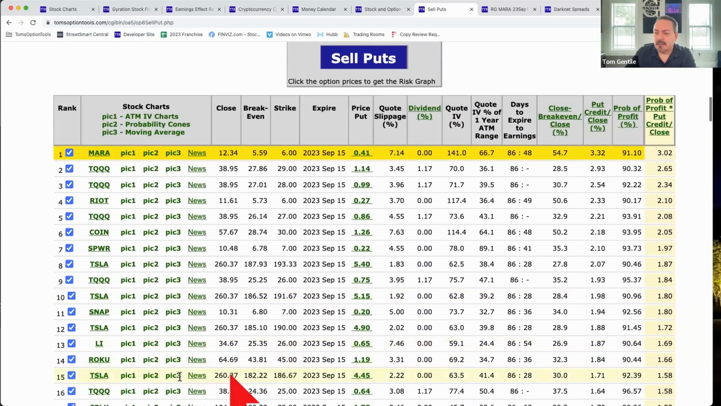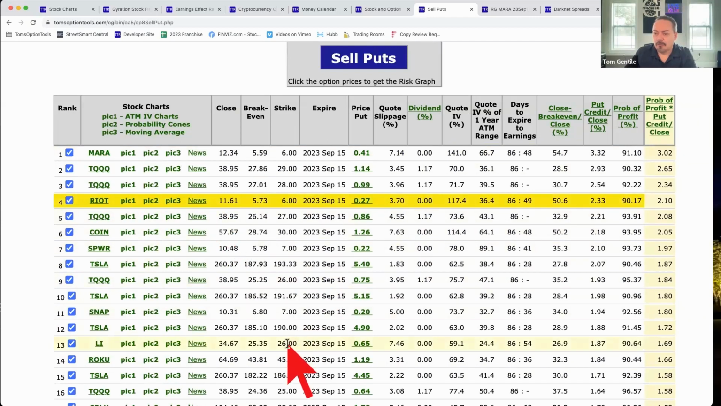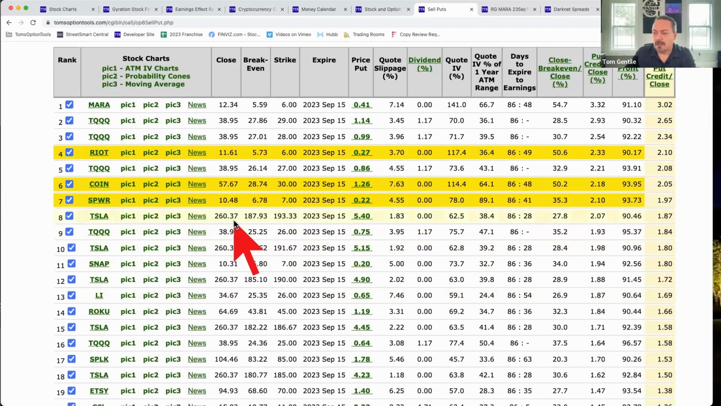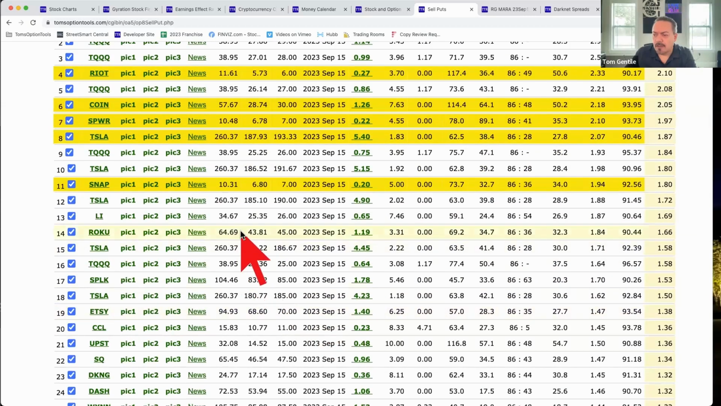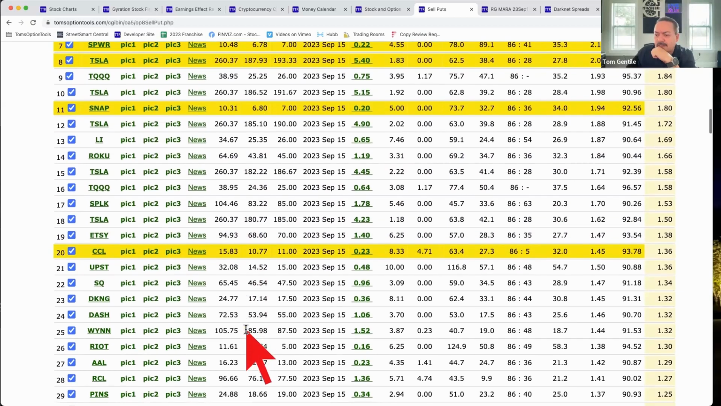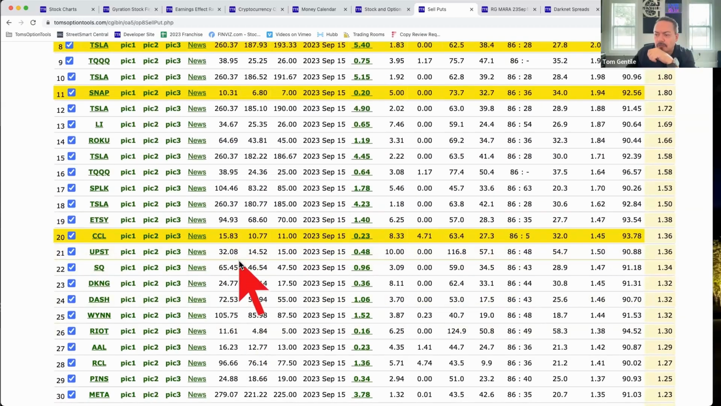Let's see if there's anything in here that I actually have put sells on. I've got put sells on Riot. I've got put sells on Coinbase. I've got put sells on Sun. I've got put sells on Tesla. I've got Snap in my portfolio. I don't know if I got Roku or not. CCL, I've got that. I've had Upstart. I think I got back into Square again.